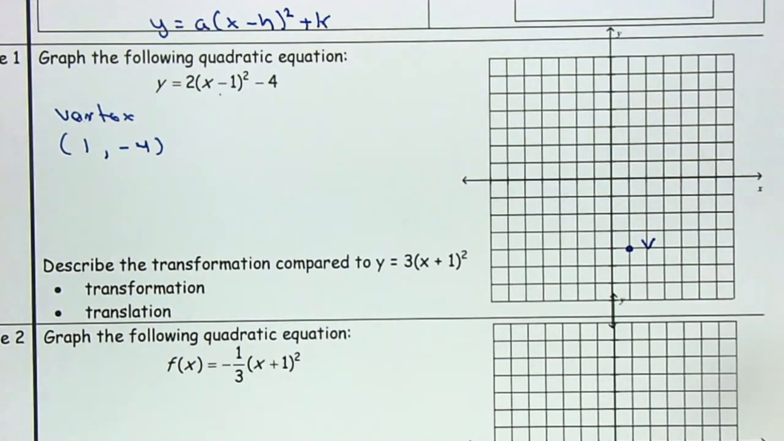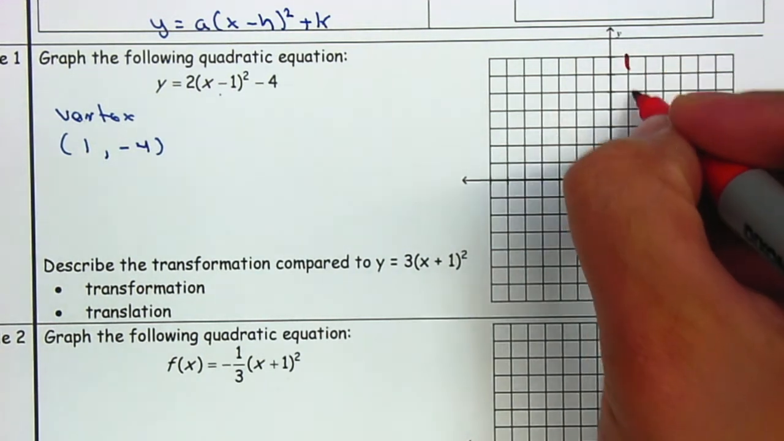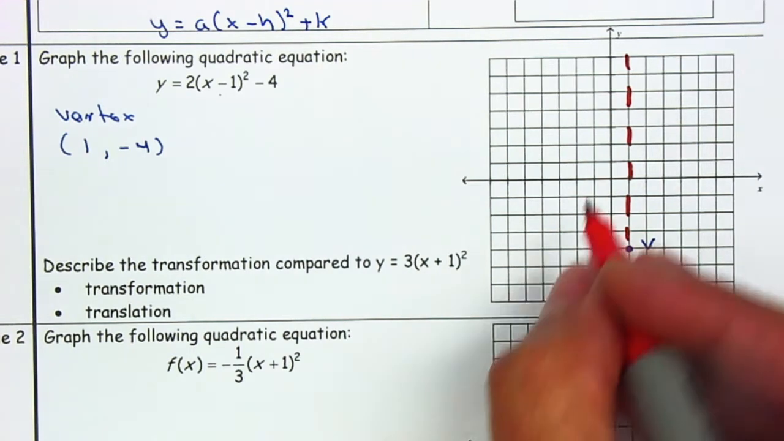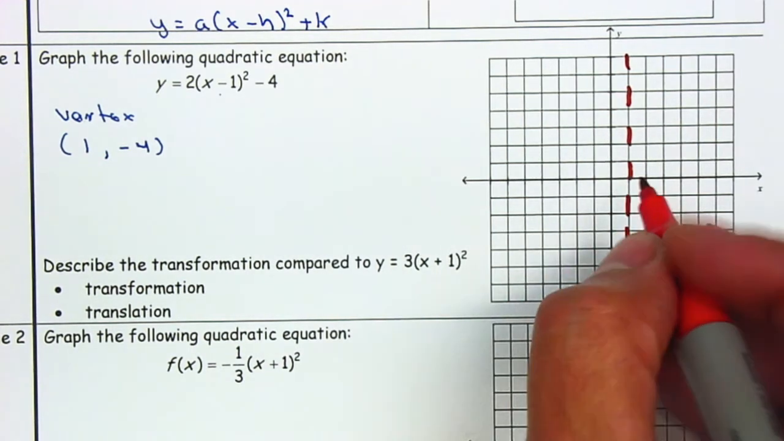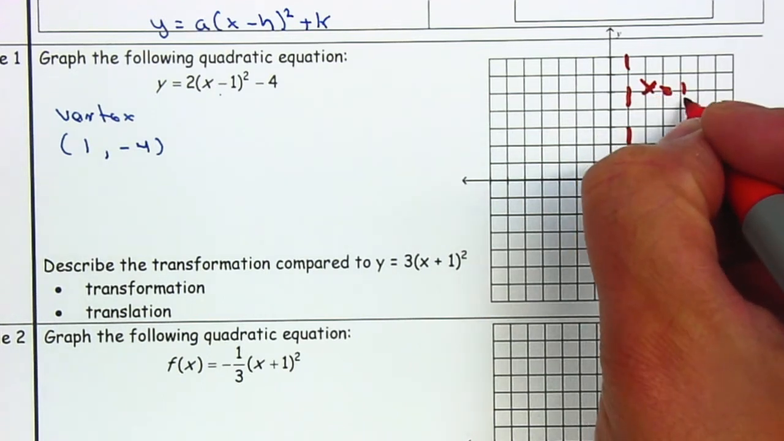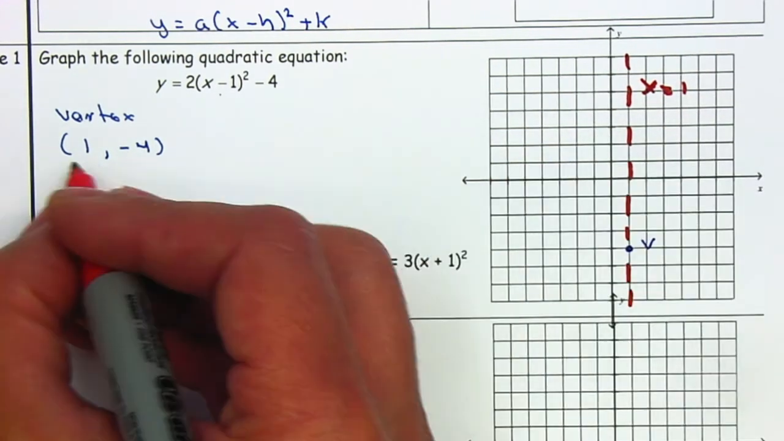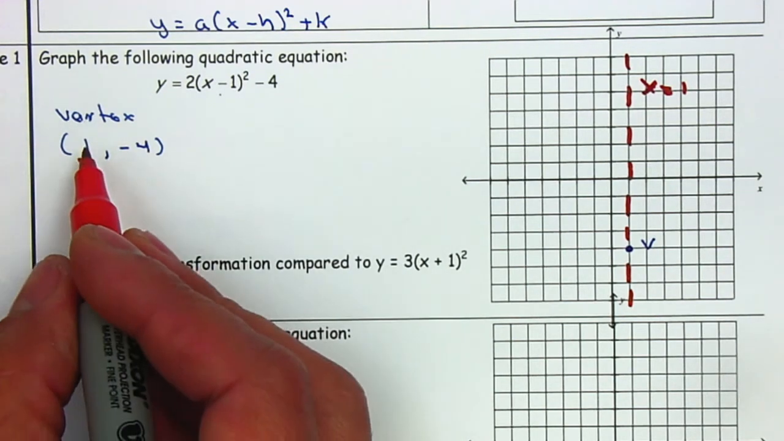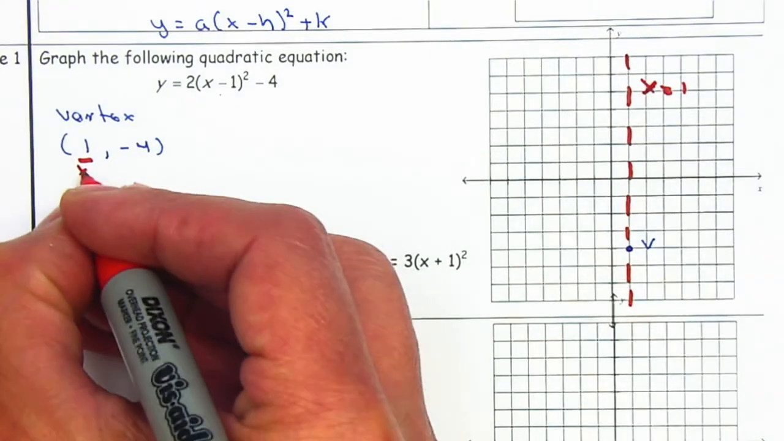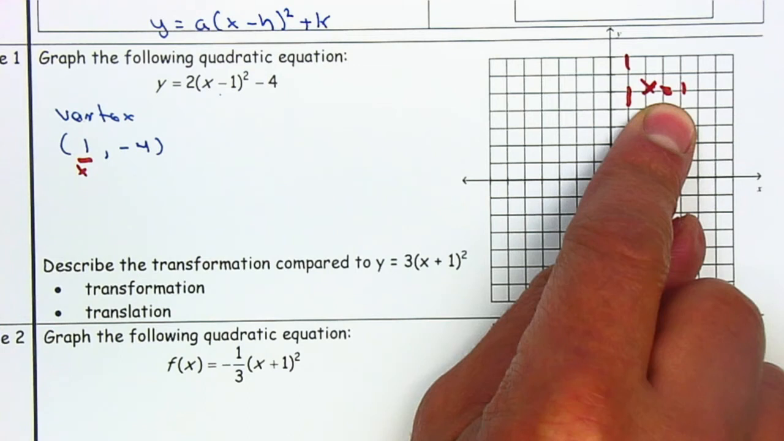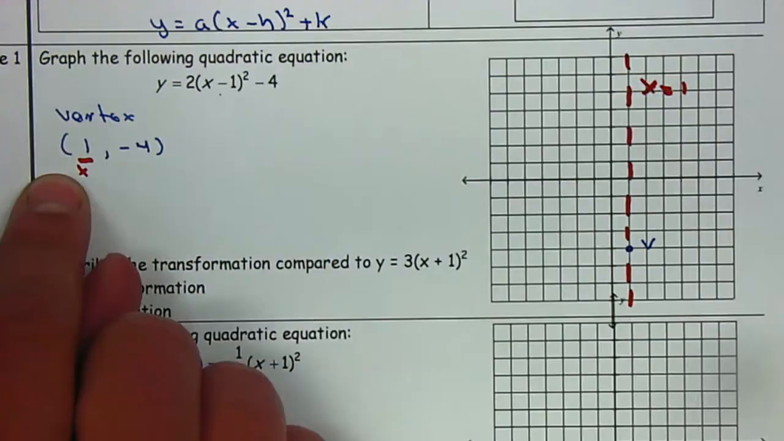Now, our line of symmetry will go through the vertex. Where does it cross the x-axis? At 1. x is equal to 1. Be sure to write down the equation of the axis of symmetry. By the definition above, this is your x value, so x is equal to 1. The equation for the line of symmetry will always be your h value, or the x value of the vertex.